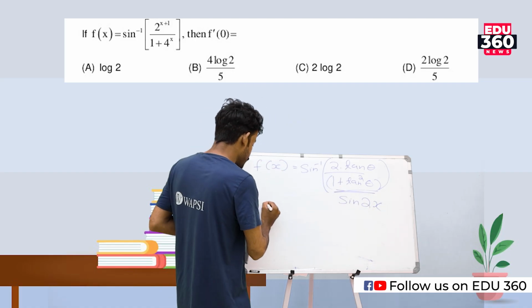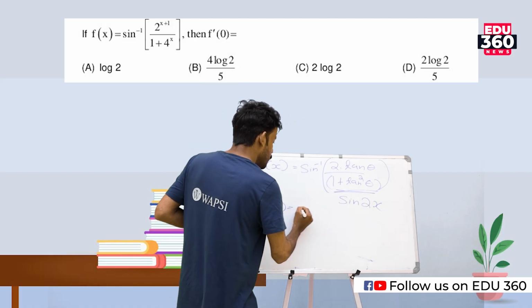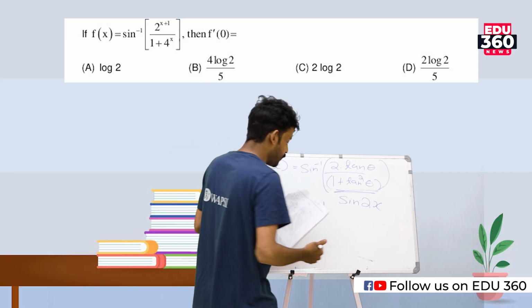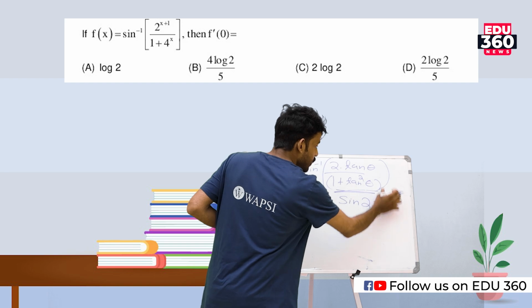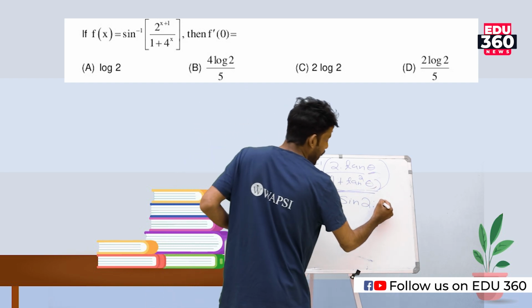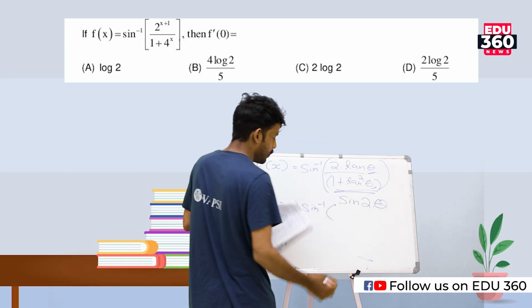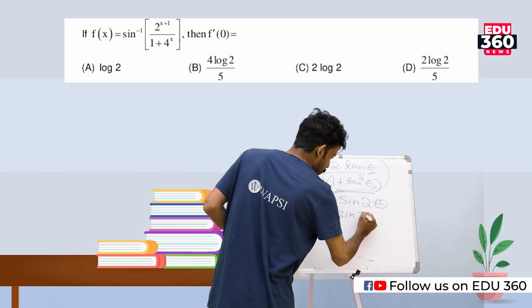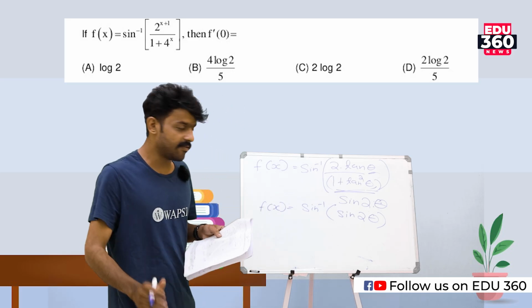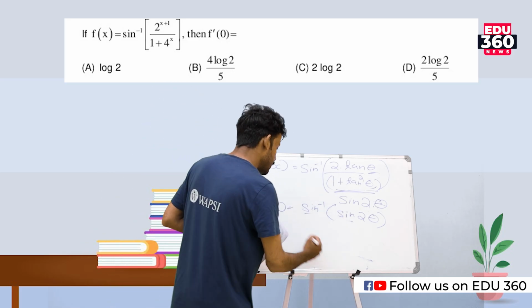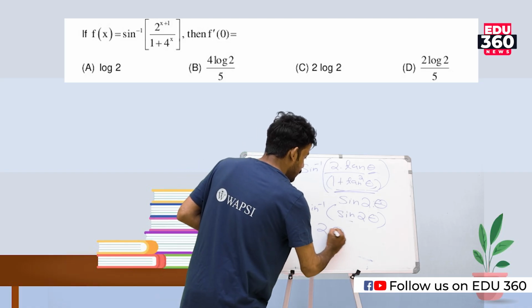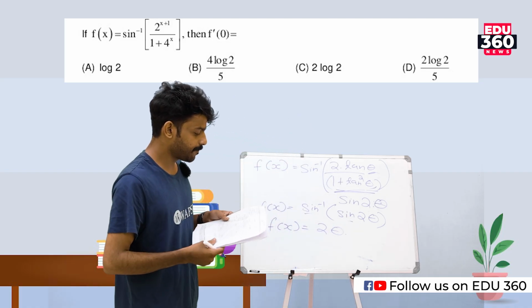So hereafter we can write f of x is equal to sine inverse sine 2x. Here it is not x, in this case it is theta. So sine 2 theta. So sine inverse sine, what is that? Sine inverse sine, this will cancel. So we can write f of x is equal to 2 theta.